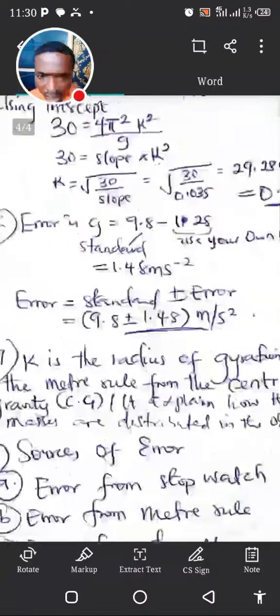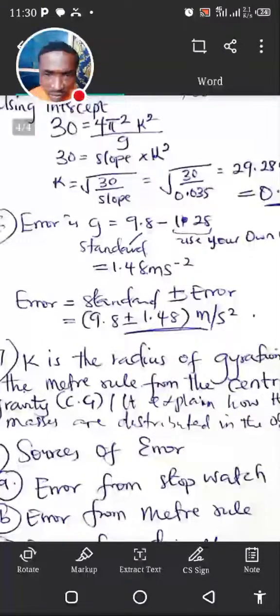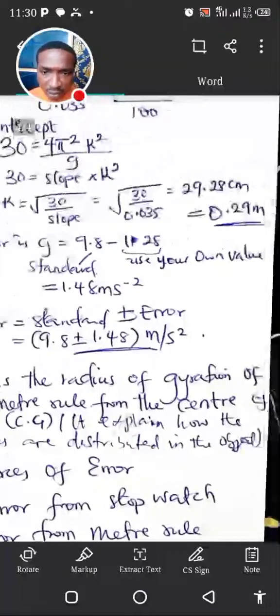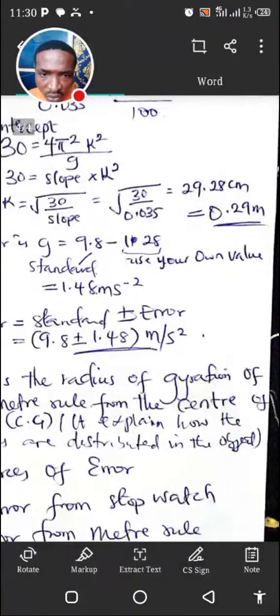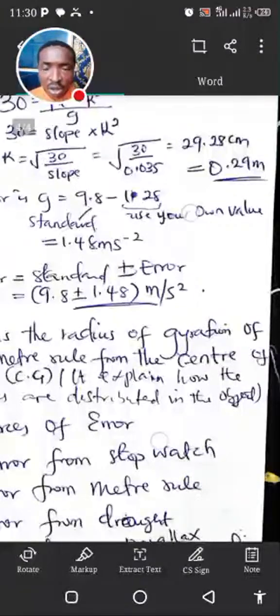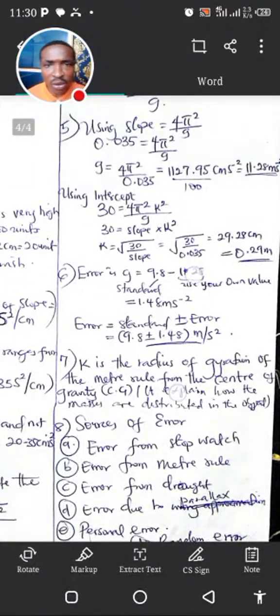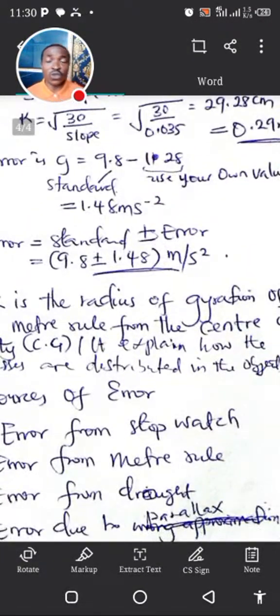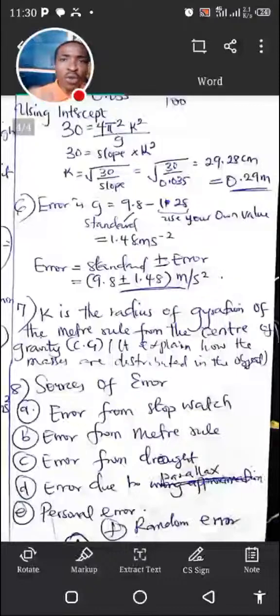Okay, finally we have, what does the K represent physically? So the K is the radius of gyration of the meter rule from the center of gravity. It explains how the masses are distributed in the object. Okay, let me just give you a clue. Those in University of Port Harcourt, you are going to get Physics 101, which is mechanics and properties of matter.